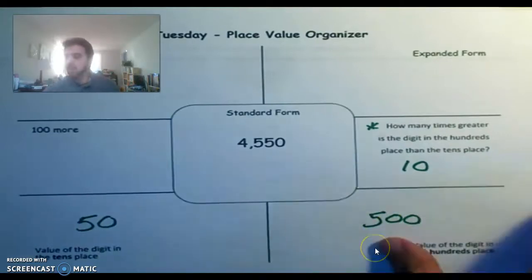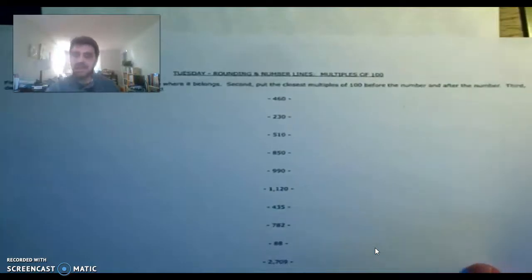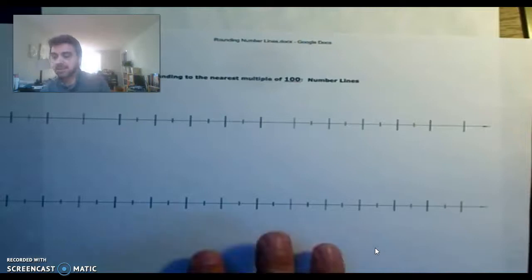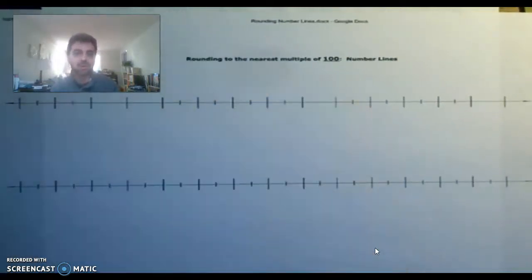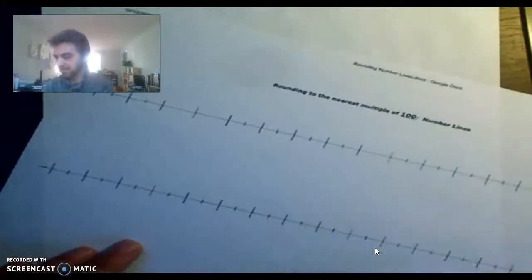Okay, so let's take out our next paper. We're going to do some more rounding, okay? But today we're going to do to the nearest 100, okay? So let's go to this page. Should say rounding to the nearest multiple of 100. All right, so we're going to label these. Looks like these got a little wacky here, but that's okay.